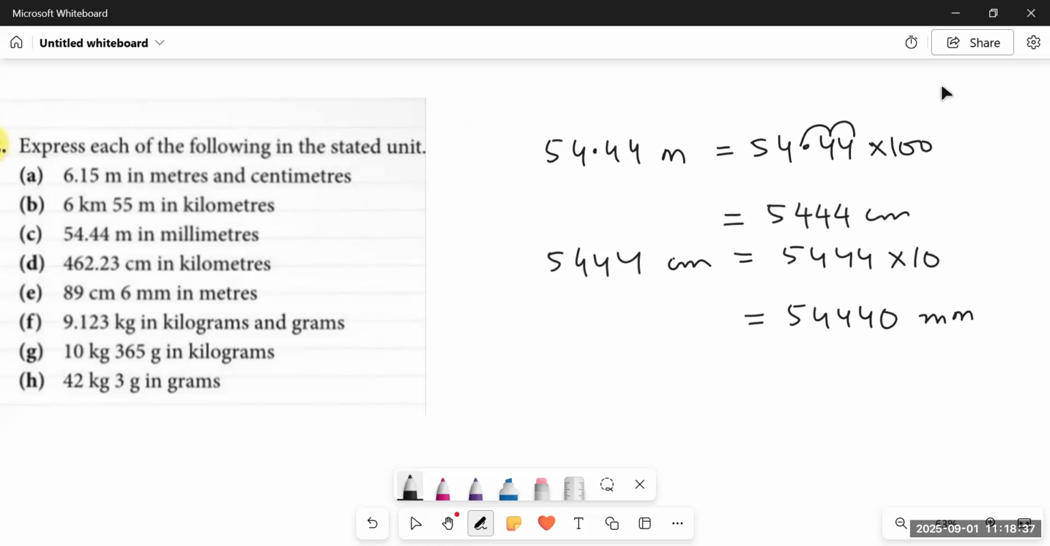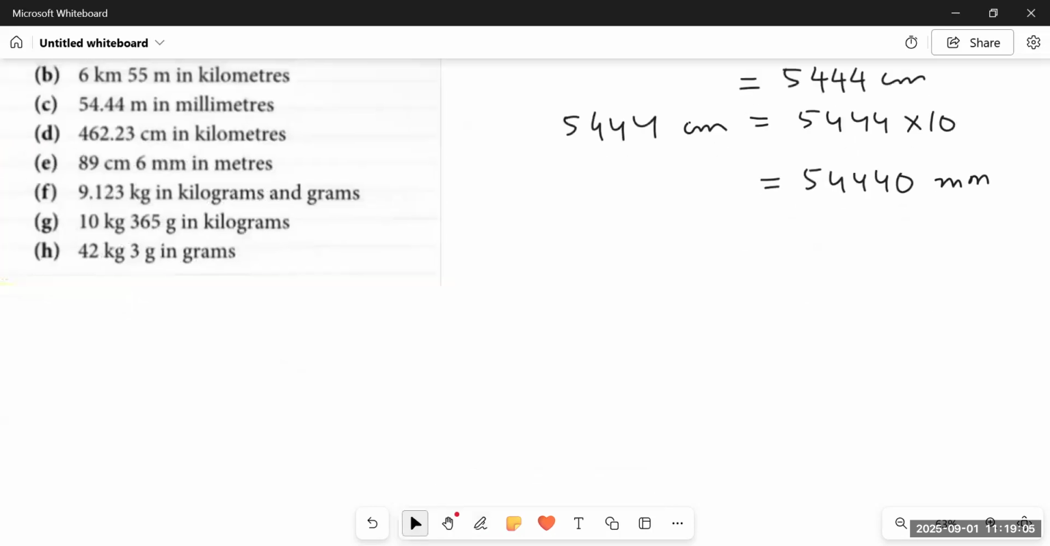You see, or you can do one more thing. Since we know that 1 meter is equal to 100 centimeters, and 1 centimeter is equal to 10 millimeters, we can also conclude from these two conversions that 1 meter is equal to 1,000 millimeters. So we can directly multiply 54.44 by 1,000 to convert it into millimeters without even converting it into centimeters. And in a single step, we are going to get 54,440 millimeters. You see?